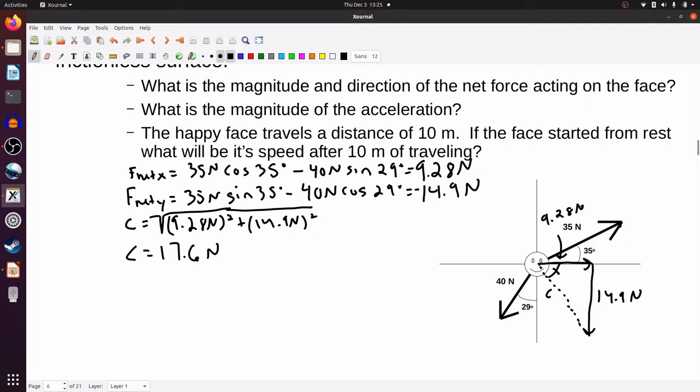And so the easiest way is to take the inverse tan. So I'm going to take the inverse tangent of 14.9 over 9.28, and I don't need units since they're going to cancel out. Inverse tangent of 14.9 divided by 9.28, and that gives me an angle of 58.8.